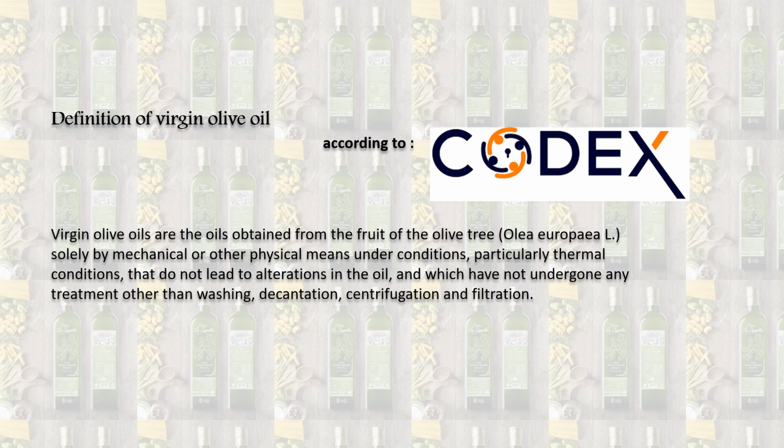The Codex has defined virgin olive oil as the oils obtained from the fruit of the olive tree, Olea europaea L., solely by mechanical or other physical means under conditions, particularly thermal conditions, that do not lead to alteration in the oil, and which have not undergone any treatment other than washing, decantation, centrifugation, and filtration.